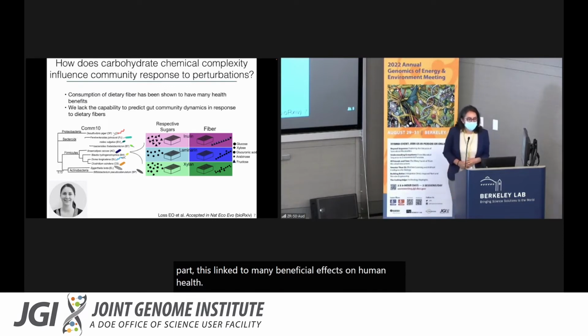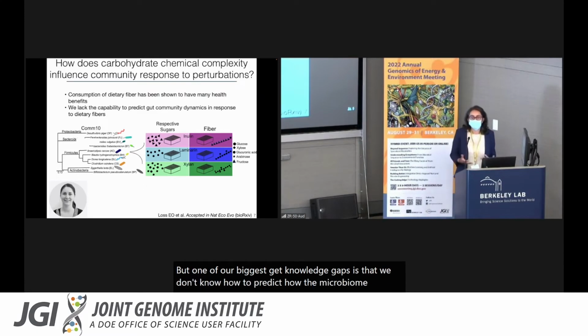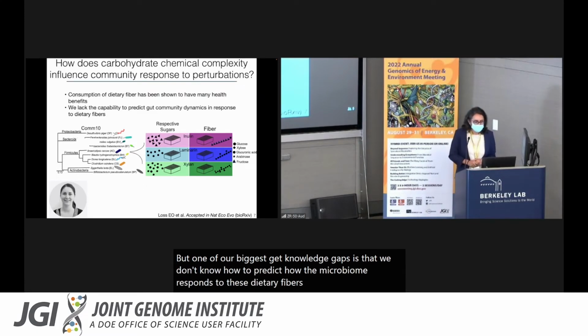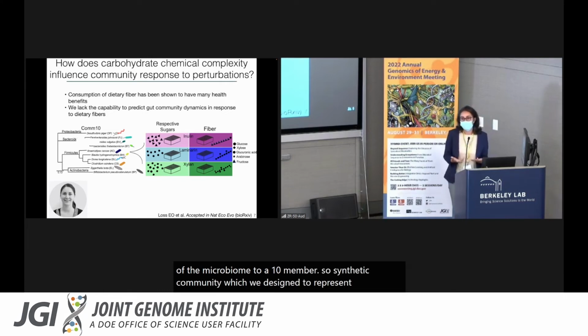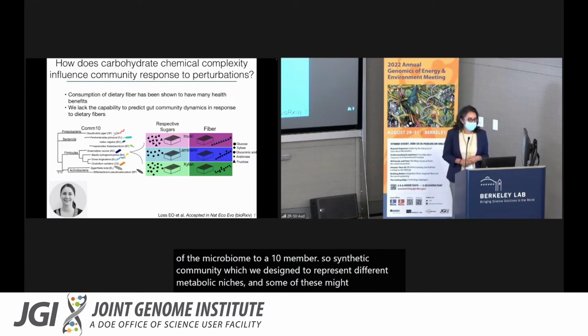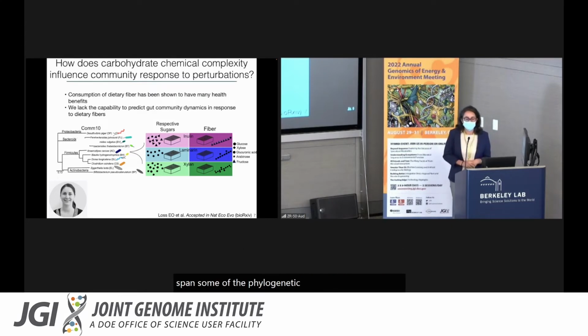But one of our biggest knowledge gaps is that we don't know how to predict how the microbiome responds to these dietary fibers. So we're interested in distilling the complexity of the microbiome to a 10-member synthetic community, which we designed to represent different metabolic niches. And some of these microbes produce butyrate, which is a beneficial molecule for human health, and span some of the phylogenetic diversity in the gut.